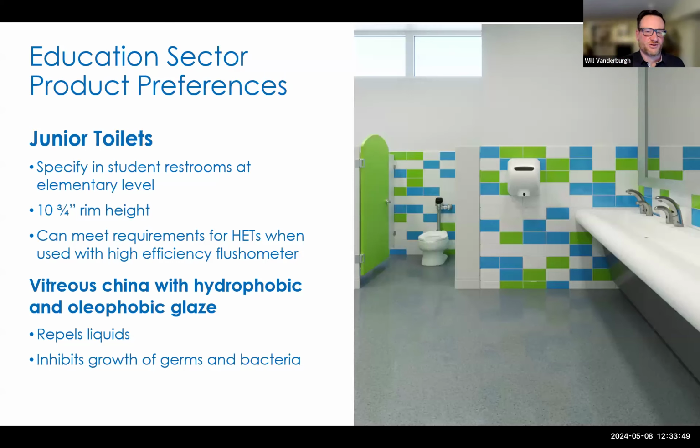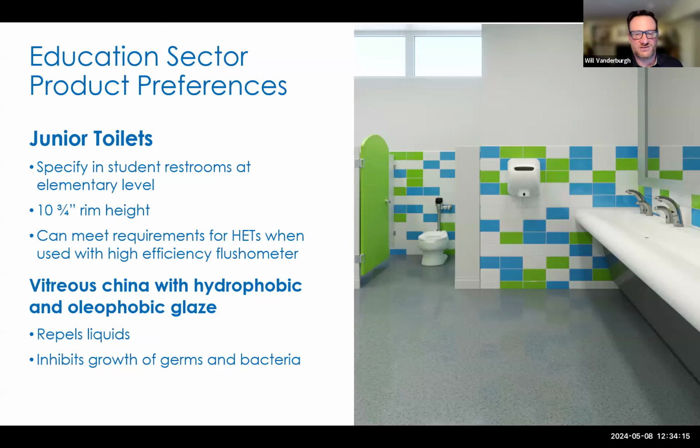Jump into some of the product preferences that we find in these different worlds. In the K to 12 world in particular, you'll find a lot of junior toilets or juvenile toilets that have a 10 3/4 inch rim height. They're quite low. Flush valves are typically not popular with this group. They are certainly available and something that can be mounted on a juvenile toilet.